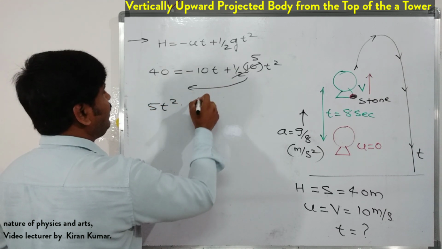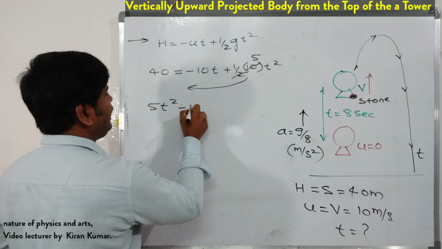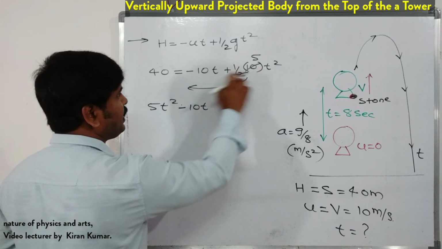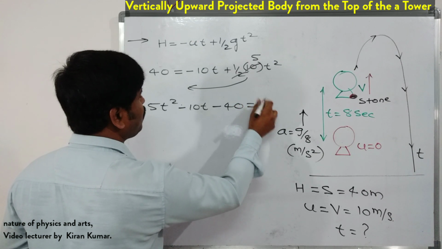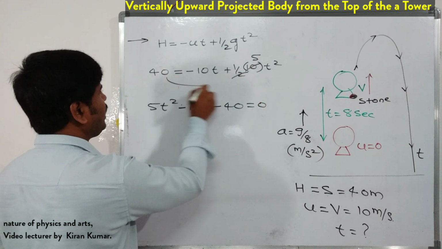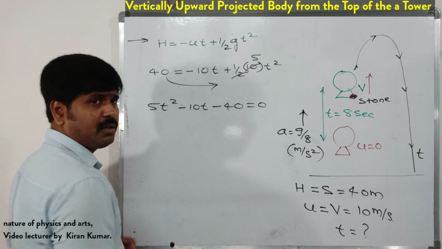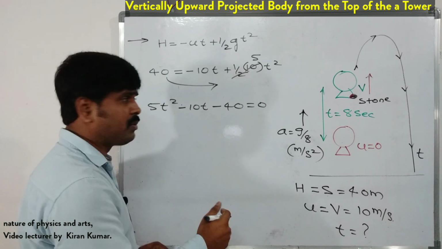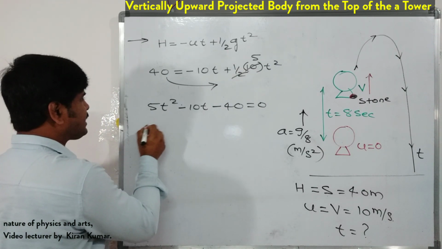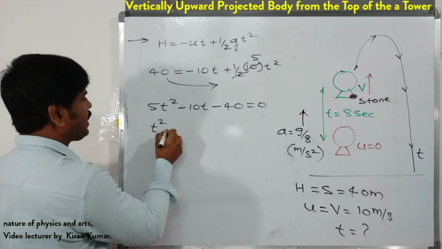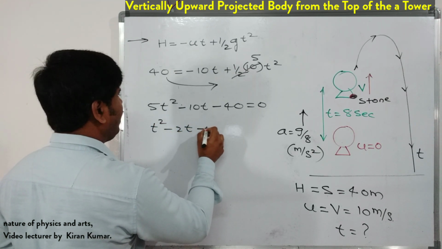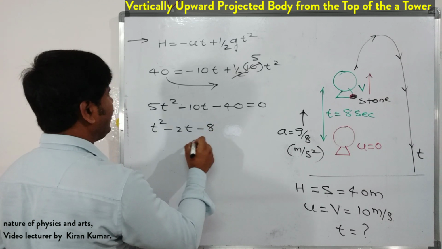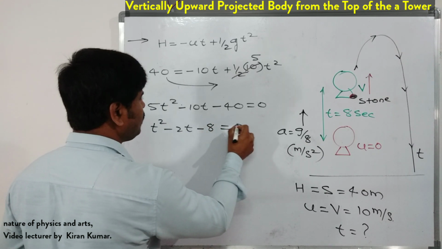Okay, so then minus 10t, this is 5t square minus 10t minus 40, which is equal to 0. Here, 40 is only moving from the LHS to the RHS, remaining values are the same. Then 5 is common here, that is t square minus 2t minus 8, since 5 eights are 40, which is equal to 0.